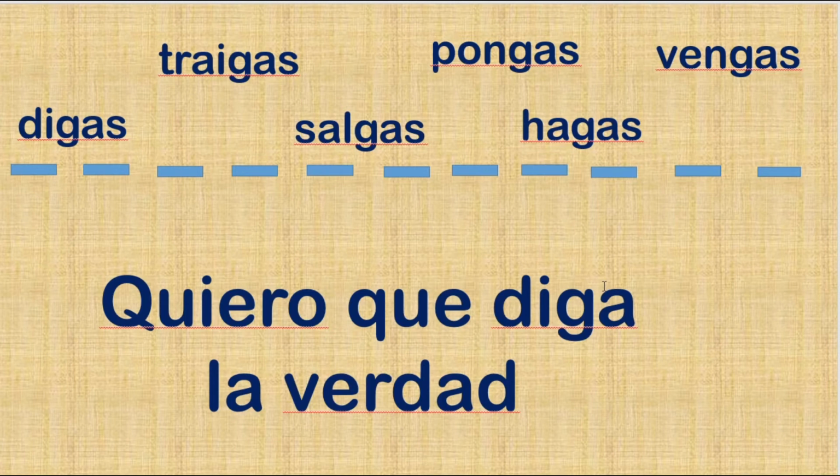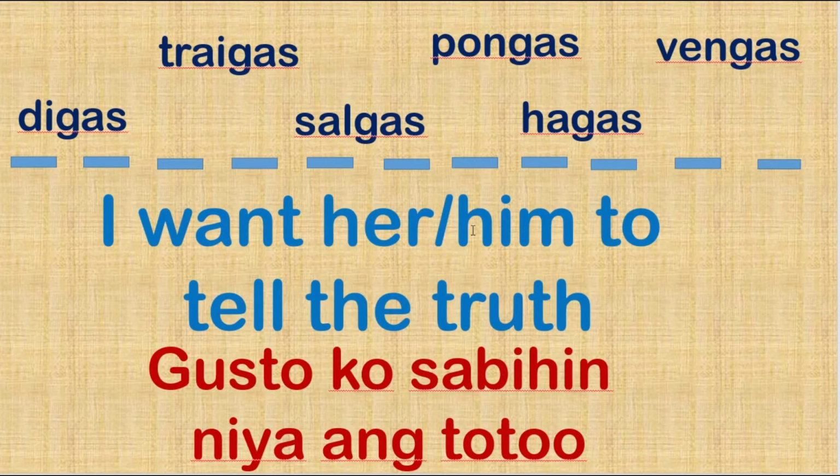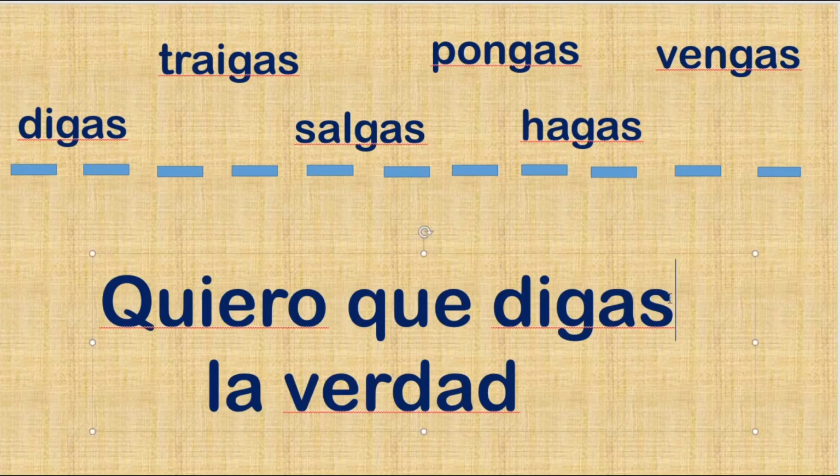So if you would like to say, I want you to say the truth, we just have to add the S. And since ang ating subject or ang ating inuutusan ay ang her or him, third person, I want her, I want him to tell the truth, so we just remove the S and it will become diga. Quiero que diga la verdad. So let's have more practice.